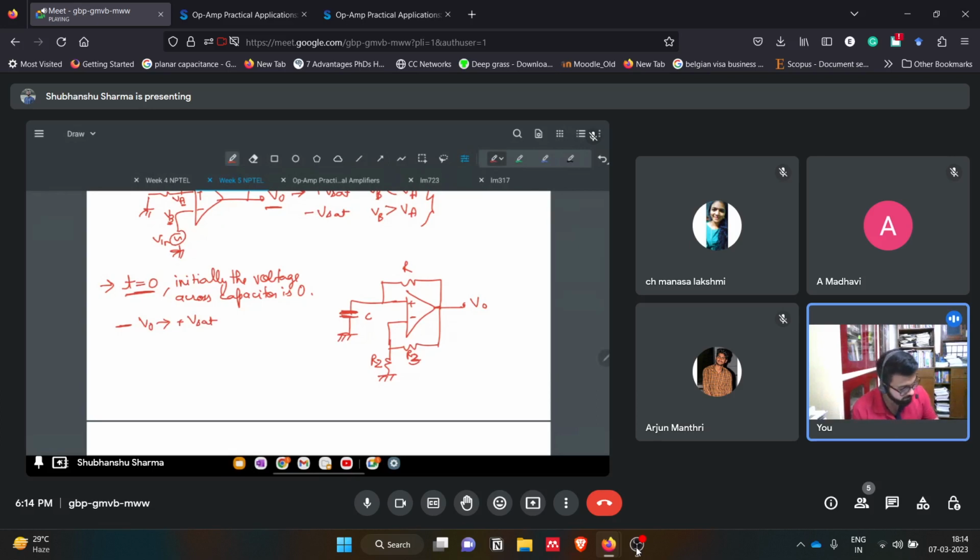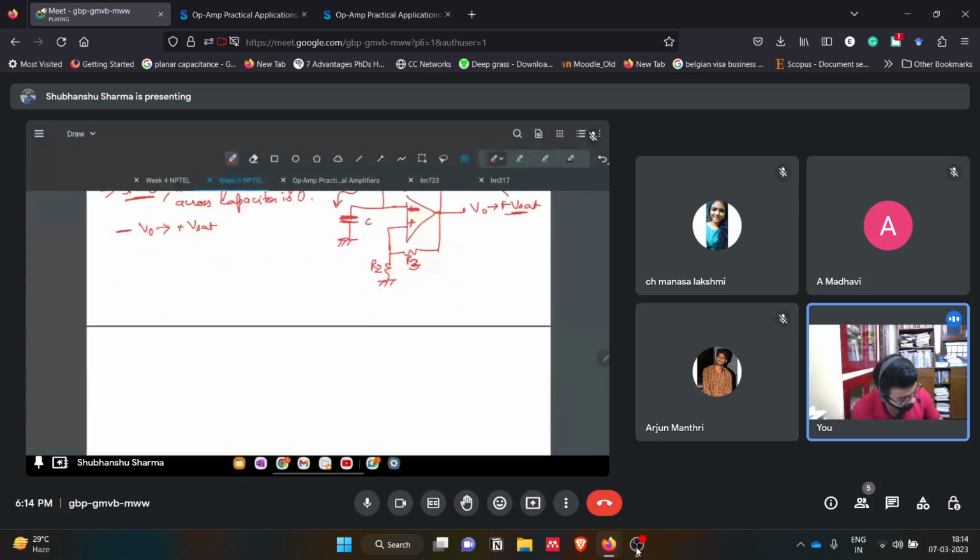So what will happen? This output is at plus Vsat, so this voltage is being fed back to the capacitor. Oh sorry, this is plus, this is negative. So the capacitor is being charged with this positive Vsat. How will the waveform look?